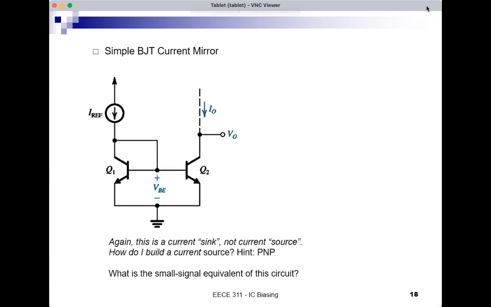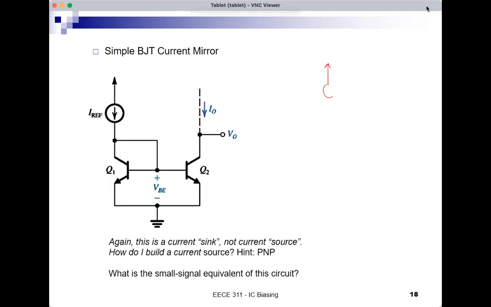Again, this is a sink. This sinks current from the rest of the circuit. How can I build a source that sources current into a circuit? The answer is on the slide. So I can use PNP, and to do that, here's how we can do it.